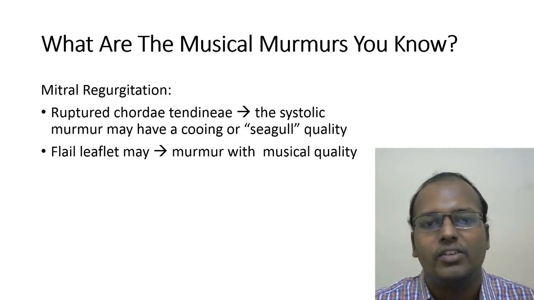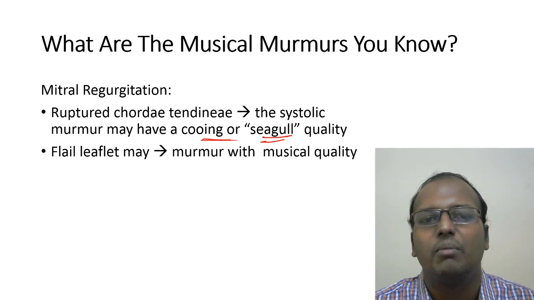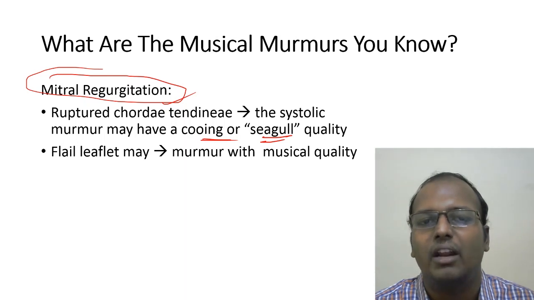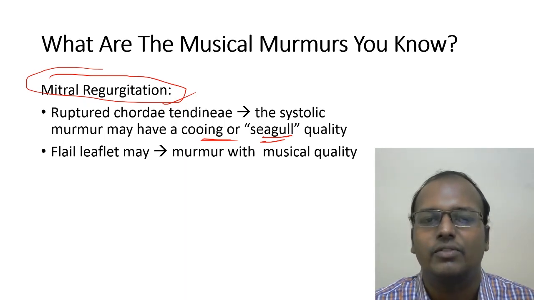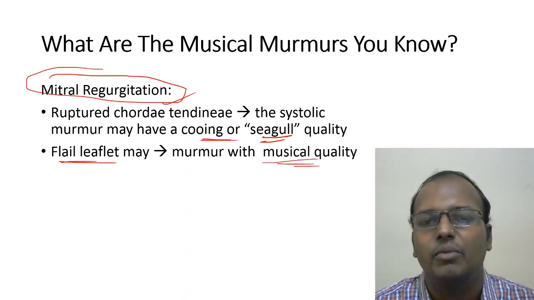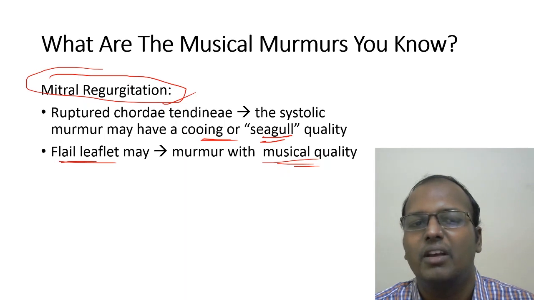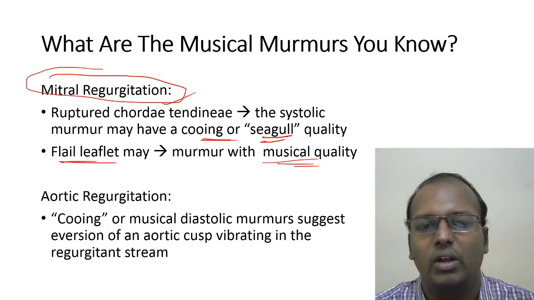Yes. One is your seagull or cooing dove murmur, which happens because of the ruptured chordae tendineae in a patient with mitral regurgitation. This murmur can also be heard in aortic regurgitation as well. That will also be described here. And the flail leaflet can produce a murmur with musical quality. Ruptured chordae tendineae, the murmur will be of cooing or seagull quality.